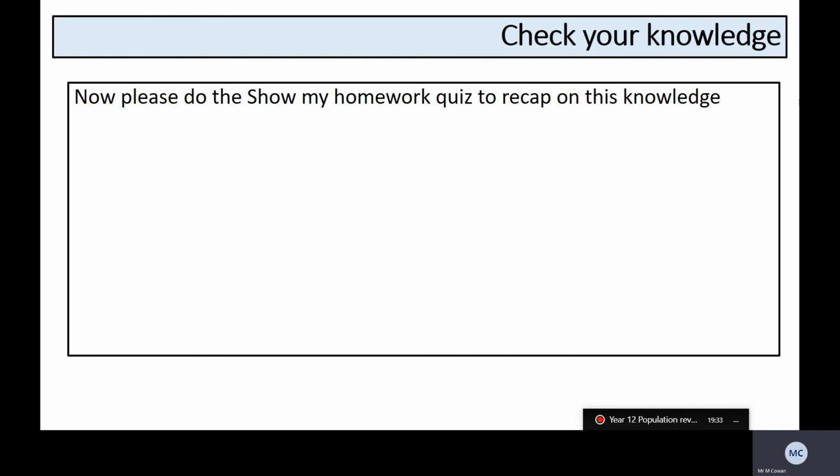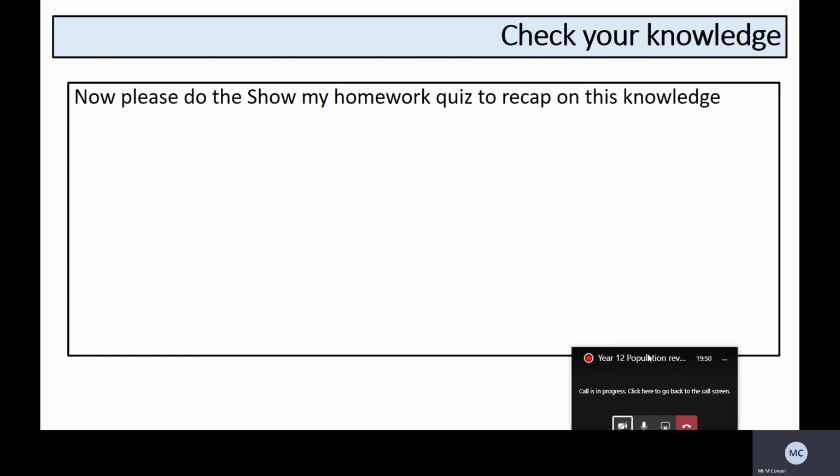In terms of checking your knowledge, hopefully you've got lots of information there that's been helpful in pulling your ideas together, and it will stand you in good stead as a good revision resource. What I'd now like you to do, please, is to go on to the Show My Homework quiz to recap on this knowledge. So we'll just come out of the PowerPoint and we will put the camera back on.